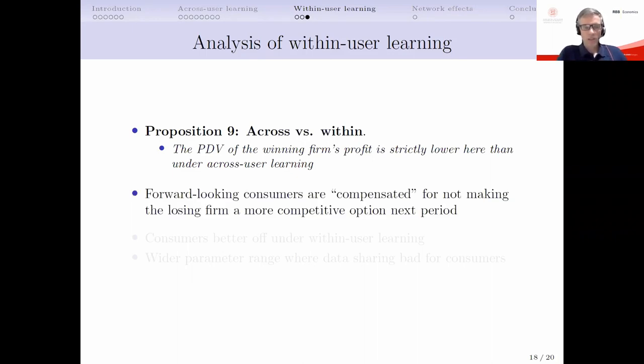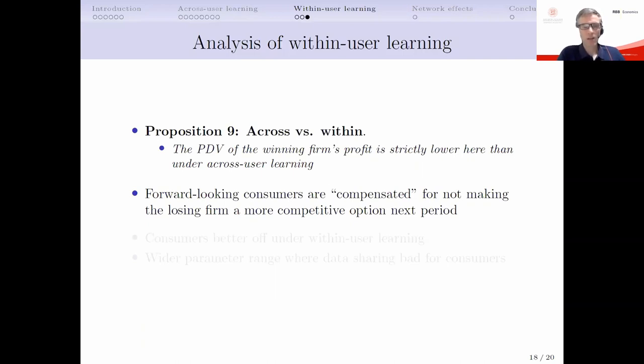Okay, and the reason for this is these forward-looking consumers have to be compensated for not choosing a losing firm and making that losing firm a more competitive option for themselves next period. If they had chosen the losing firm, then imagine they're indifferent and they choose the losing firm instead, that losing firm is going to put more competitive constraint on the winning firm next period, and they get to benefit from that directly.